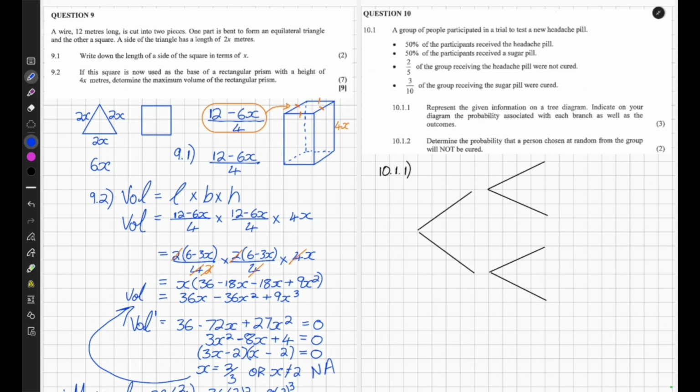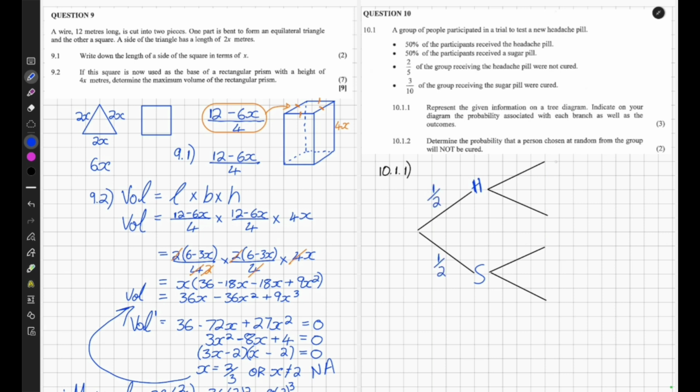Indicate on your diagram the probability associated with each branch as well as the outcomes. Okay, perfect. So I already started with my tree diagram. Let me just explain how I know it splits in 2 and then in 2. Firstly, I need to compensate for those who got headache pills, so I'm going to make that the top branch, and those who got sugar pills the bottom branch. Now, I know this is 50%, but I'm just going to use fractions for today. So a half and a half.